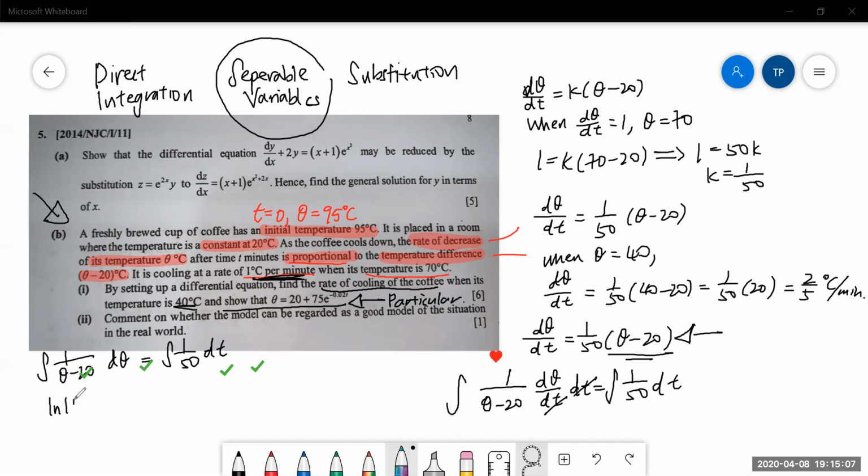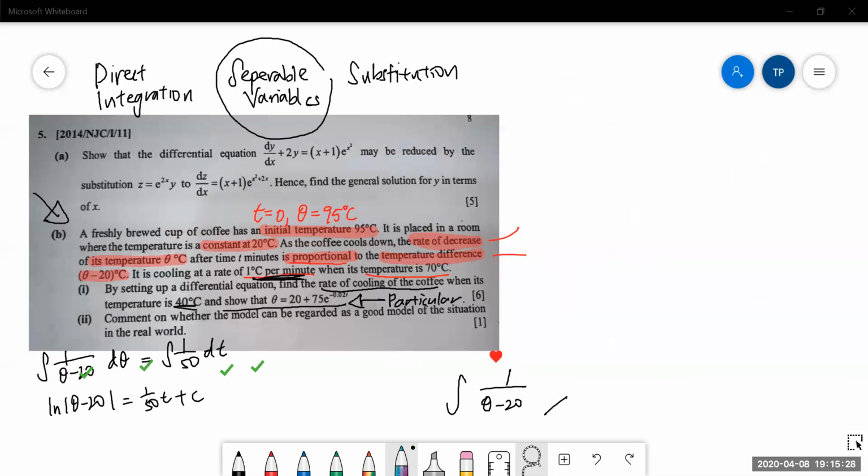So over here we have ln mod theta minus 20 equals to 1 over 50 t plus c. So we have modulus here and we have ln here. We don't like that. So what we want to do is, okay, let me continue here. So we have ln mod theta minus 20 equals to 1 over 50 t plus c.